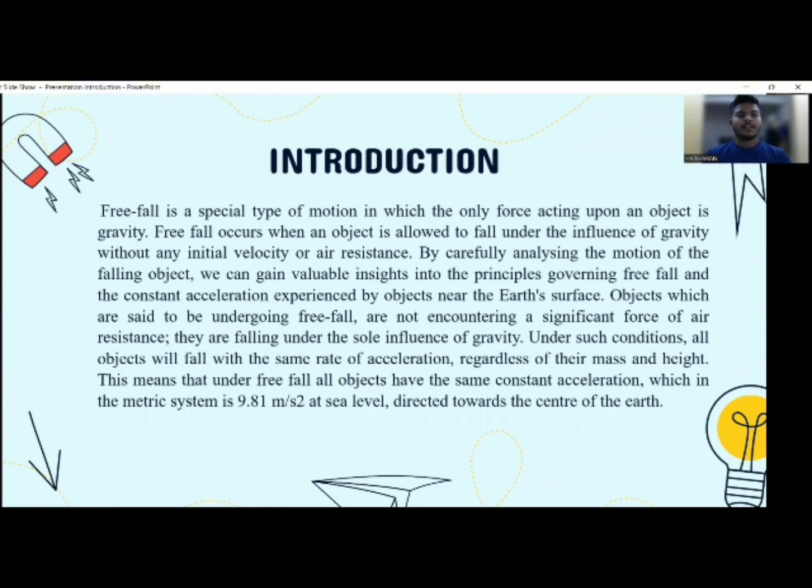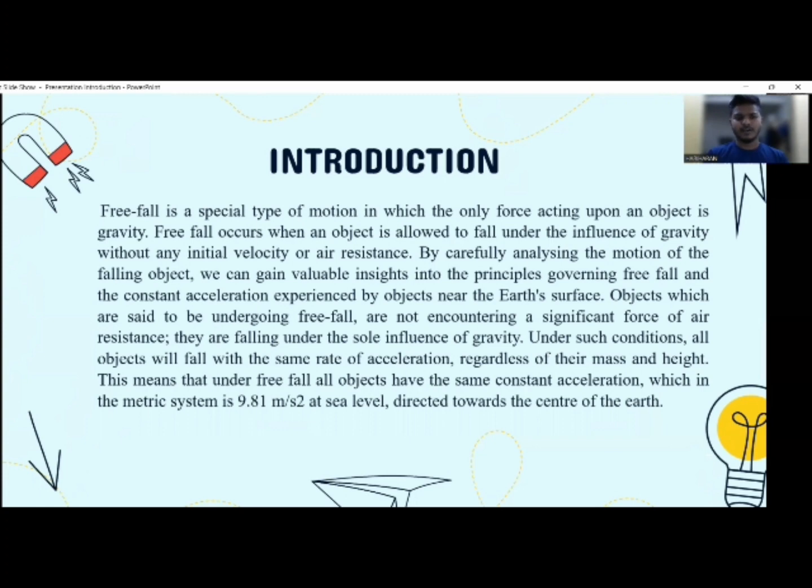So for the introduction, free fall is a special type of motion in which the only force acting upon an object is gravity. Free fall occurs when an object is allowed to fall under the influence of gravity without any initial velocity or air resistance. By carefully analyzing the motion of the falling object, we can gain valuable insights into the principles governing free fall and the constant acceleration experienced by objects near the Earth's surface.